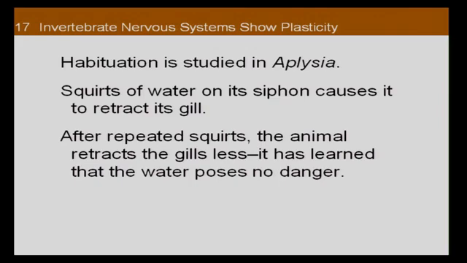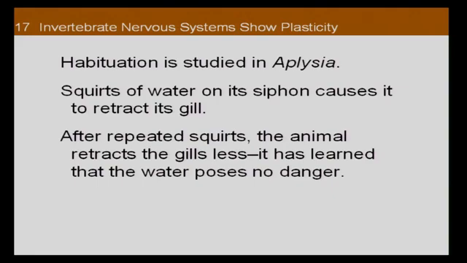And if you squirt water on the siphon, it causes a fear reaction or a safety reaction that is a retraction of its gill, its respiratory system. It's like pulling everything in for safety. If something's squirting me, I'm going to kind of hold tight and retract my gill.